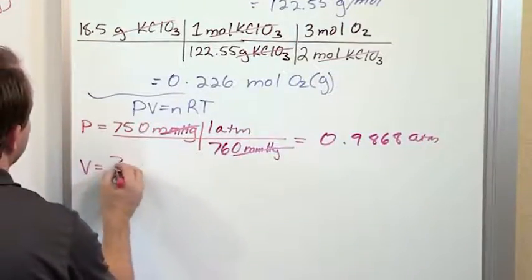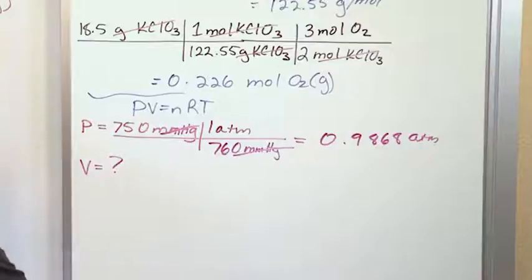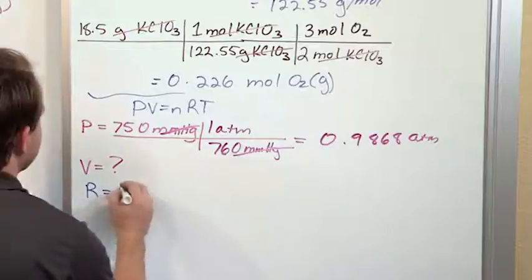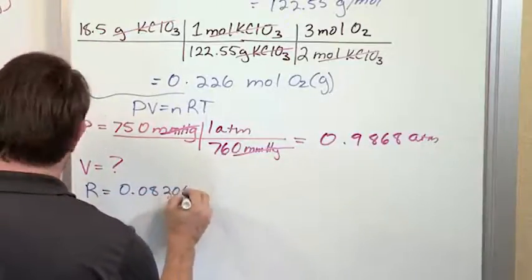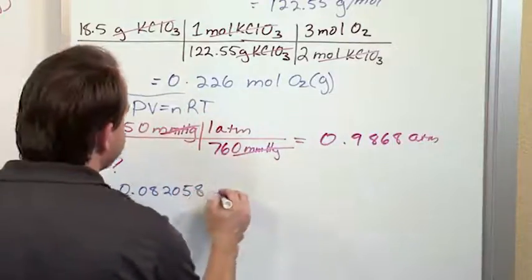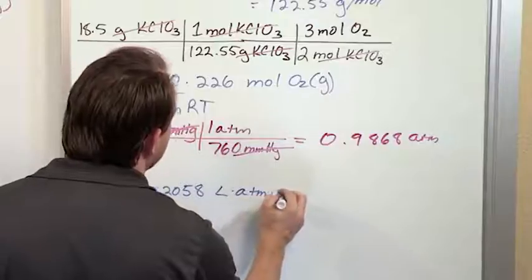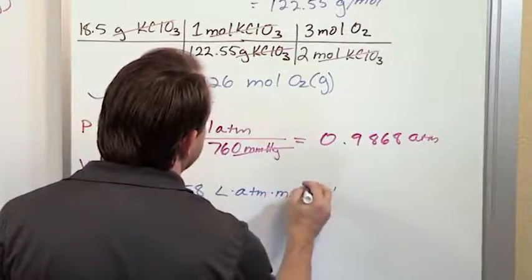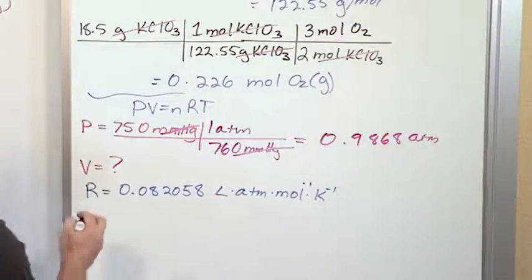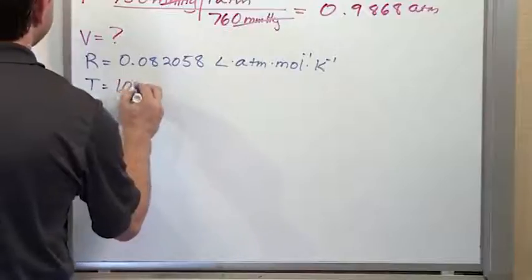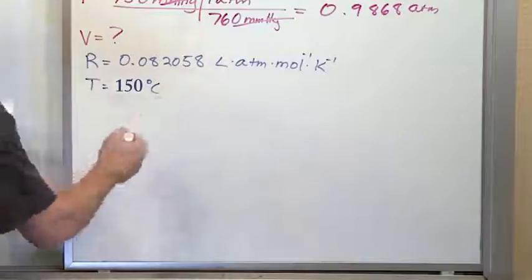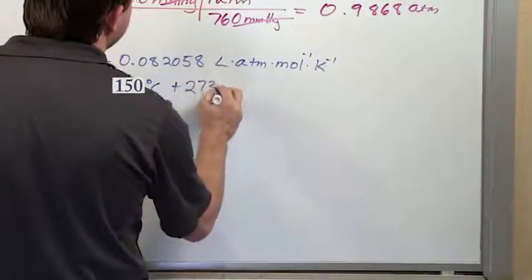The volume is what I'm trying to find, the volume of oxygen gas. The ideal gas, or universal gas constant, we're going to use is 0.082058. The reason is that we're dealing with liters, atmospheres, moles, and Kelvin. Notice the pressure is already in atmospheres, so I can use this, and I'll get the volume back in liters. The temperature was given as 150 degrees Celsius, which you never want to use in a gas law, so you just add 273.15 to that.